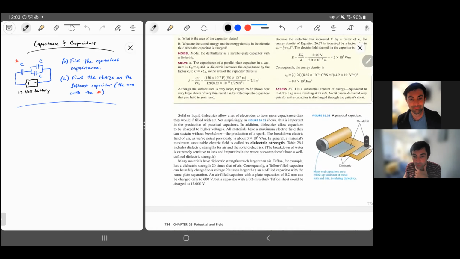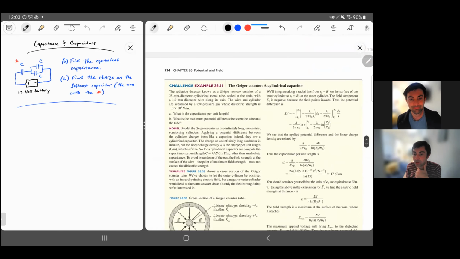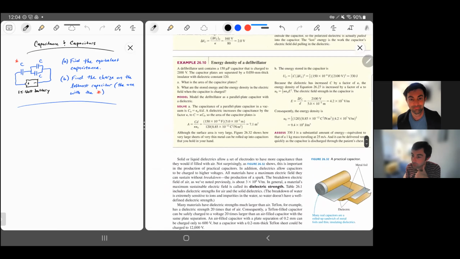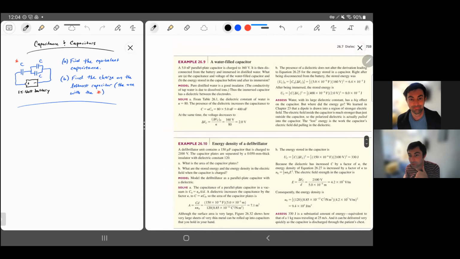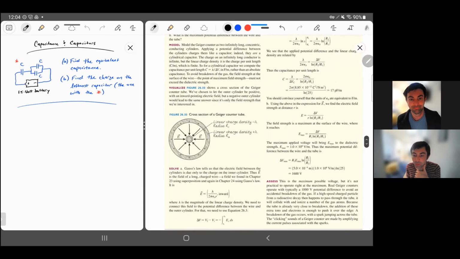Other formulas, like what happens with the energy when you insert the dielectric, depend on whether it's hooked up to a battery or isolated. Which formula is useful will depend on the setup of the problem. So this is just some examples.